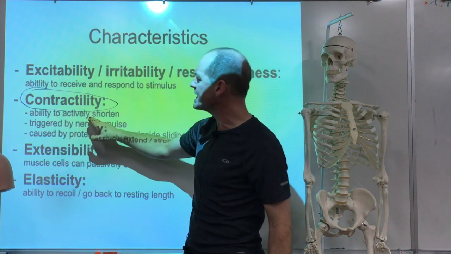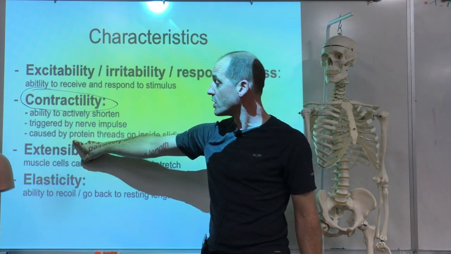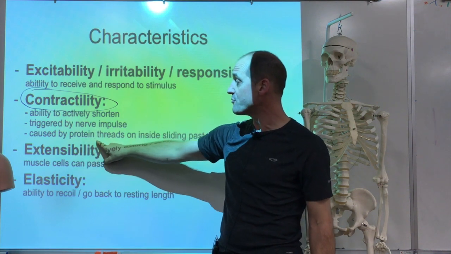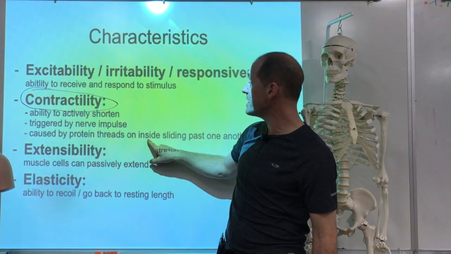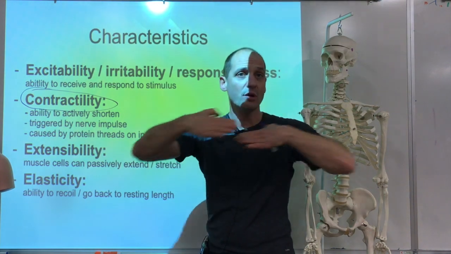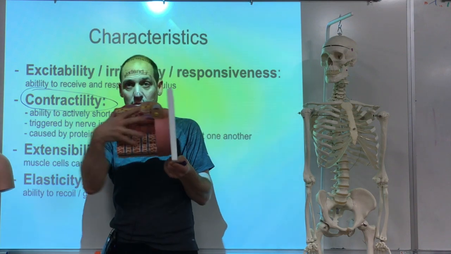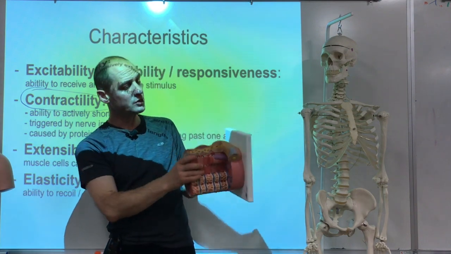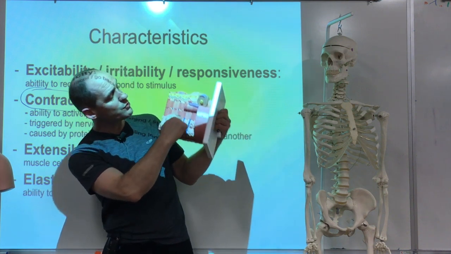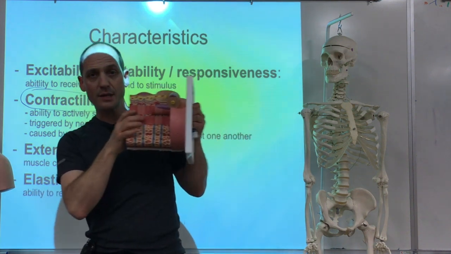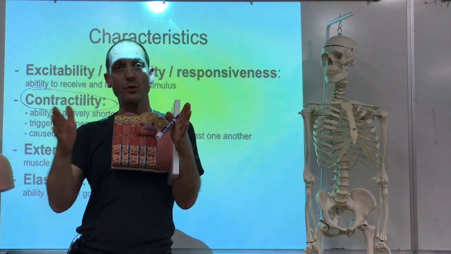But that contractility in all the muscle types is caused by two types of protein threads inside the muscles gliding past one another. So if you have a length of a muscle, and this is a little piece of a length of a muscle, this is actually the cell membrane of the muscle right here. And these threads, these little lines, those are proteins, and they glide past one another, and that makes the muscle short.